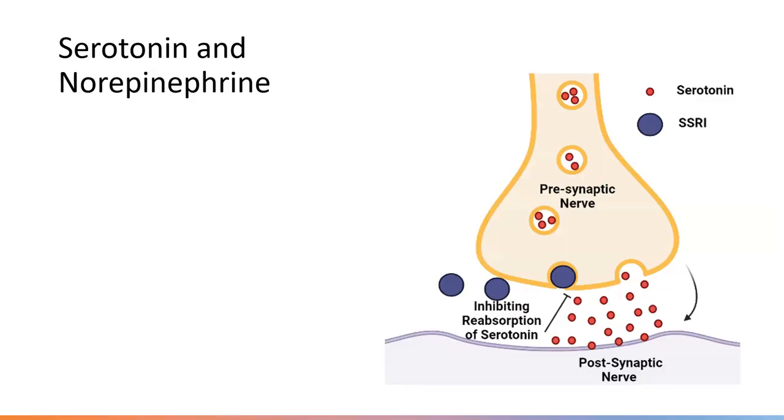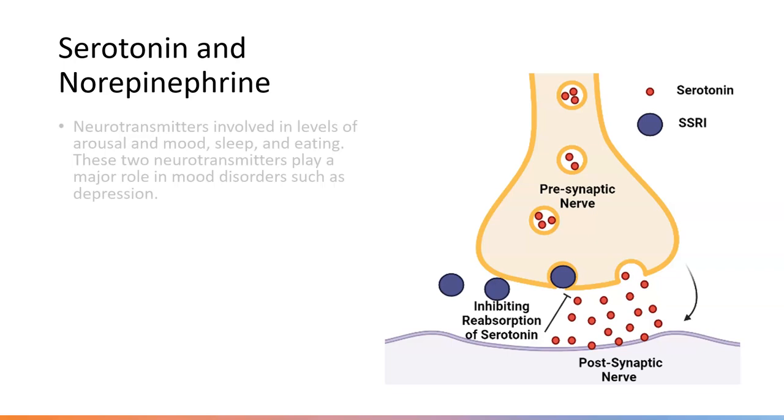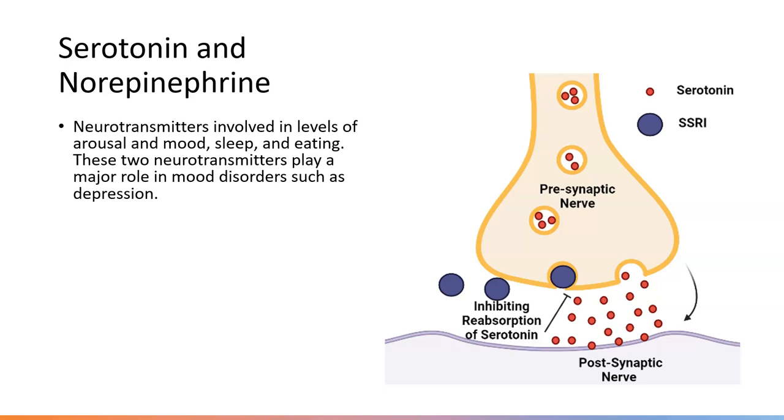Serotonin and norepinephrine are related neurotransmitters in that they both have a connection to mood, particularly depression and anxiety, as well as some of the related kinds of arousal states like sleep and eating. These neurotransmitters have been hypothesized to be very strongly related to mood disorders like depression, bipolar disorder, and I will add to that connections to obsessive compulsive disorder and related conditions.